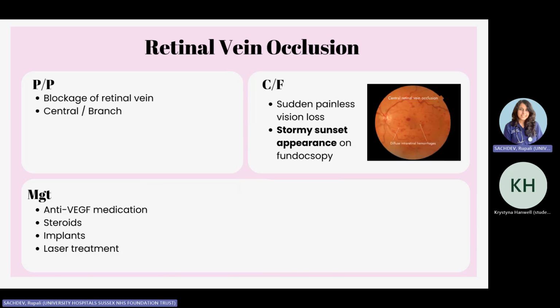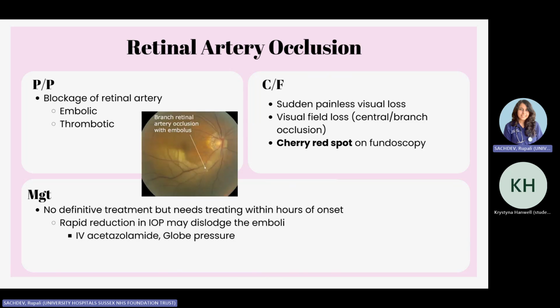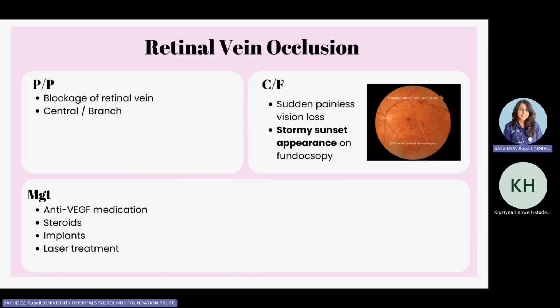The parallel to this is a retinal vein occlusion. So you've got a blockage of the retinal vein, which can be, again, central or branch. It's a sudden painless loss of vision, but the findings on fundoscopy are different. In artery occlusion, you had a cherry red spot. In venous occlusion, you can see these little hemorrhages, which lead to a stormy sunset appearance. They were very creative with names. In terms of management, you give anti-VEGF medications and steroids, and implants and laser treatments are other options.